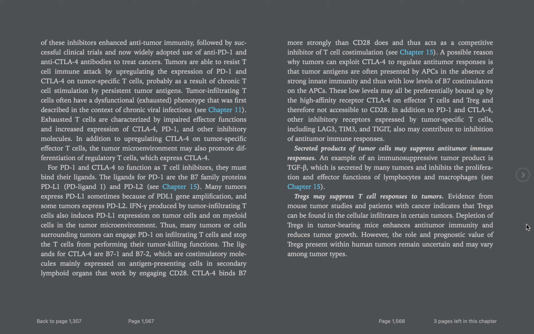Tregs may suppress T cell response to tumor. Evidence from mouse tumor studies and patients with cancer indicates that Tregs can be found in cellular infiltrates in certain tumors. Depletion of Tregs in tumor-bearing mice enhances anti-tumor immunity and reduces tumor growth. However, the role and prognostic value of Tregs present within human tumors remain uncertain and may vary among tumor types.